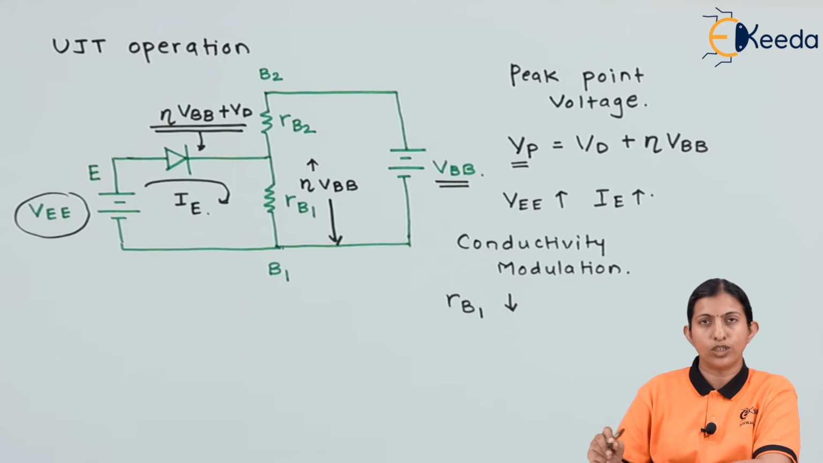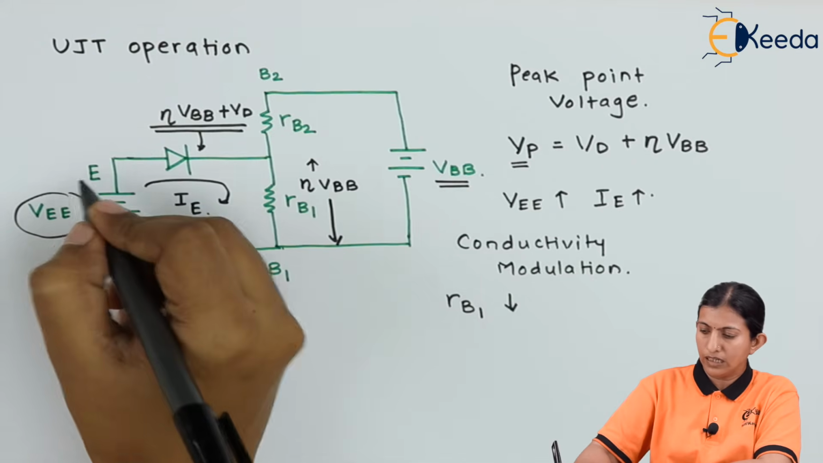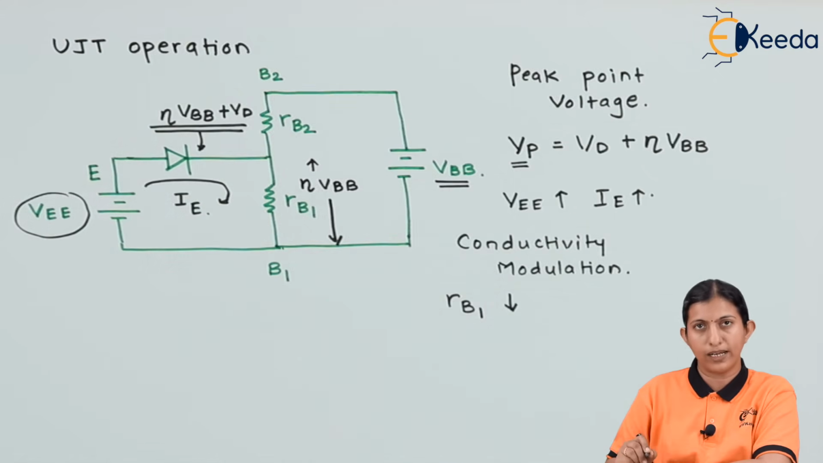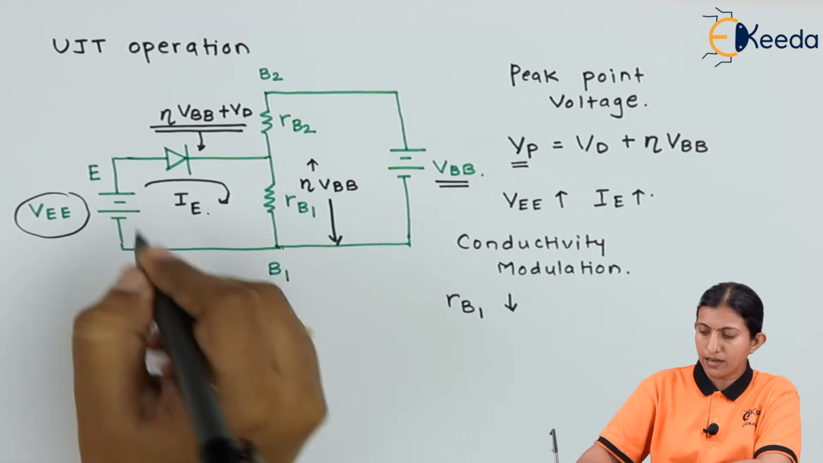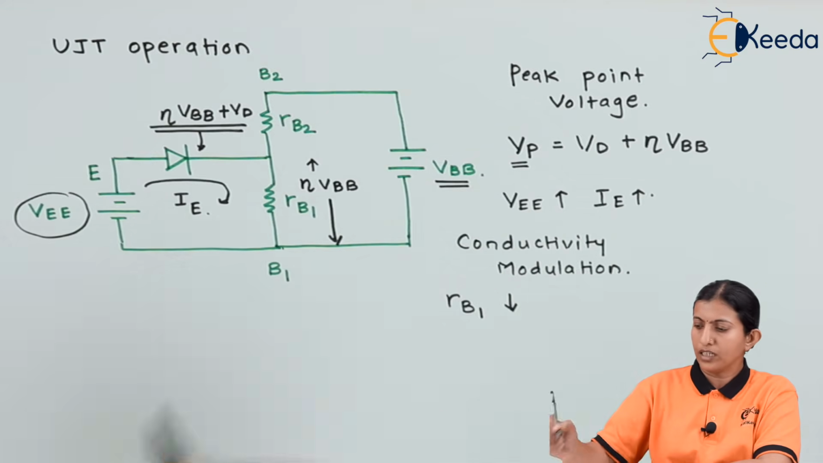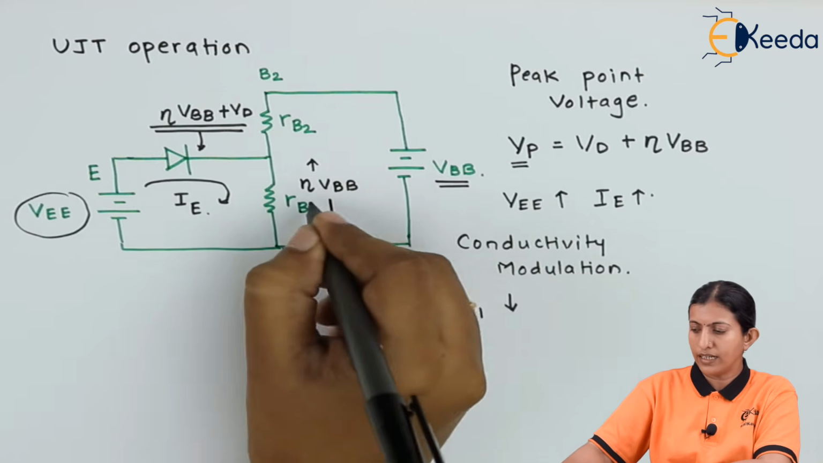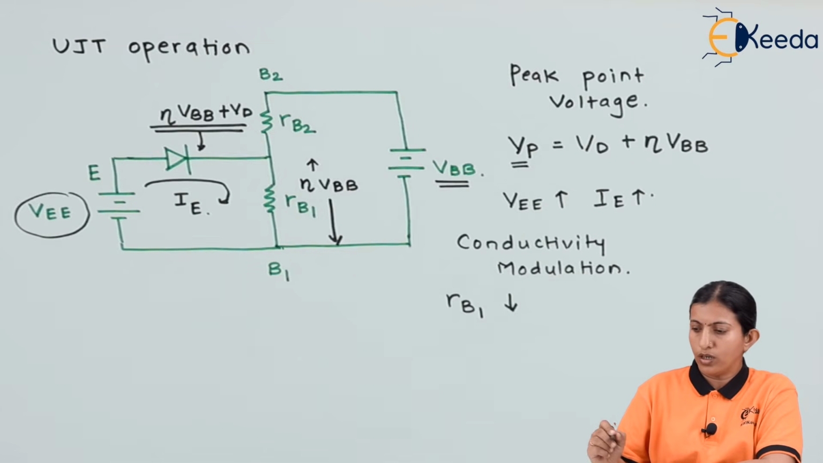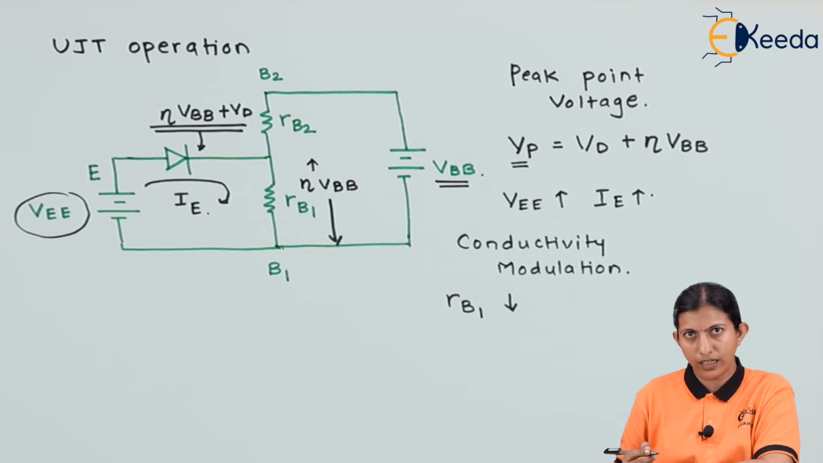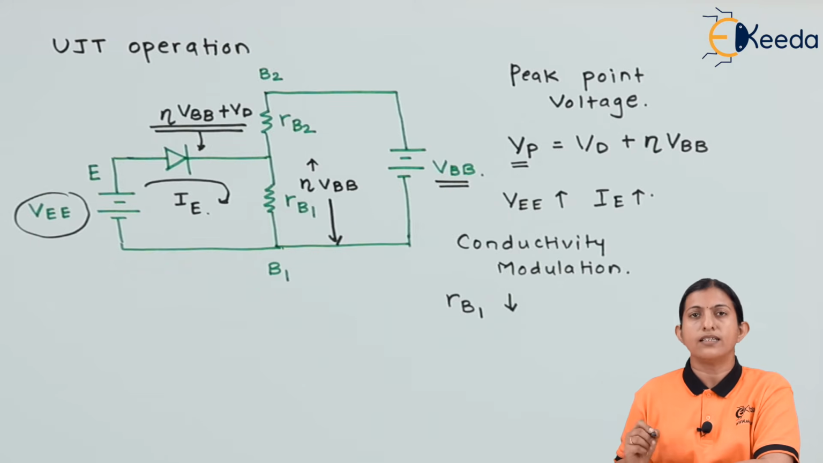So this is about the UJT operation, which has three terminals: emitter, base 2 and base 1. We have connected one supply across base 1 and base 2, and a second supply across the emitter and base 1. The voltage drop across RB1 is eta times VBB, which is applied to the cathode. So the voltage applied to the diode must be eta times VBB plus VD, then only the diode will be on or forward biased, and when it is forward biased, it is said that the UJT is triggered or fired.